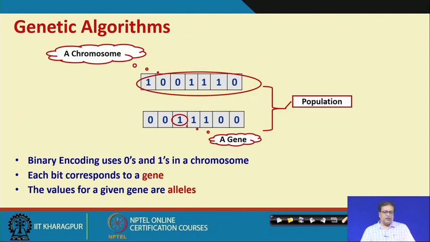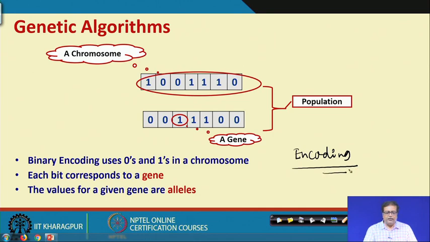The very first process out of these is encoding. So, an encoding process, that is the very first process. When we do encoding, there are different methods of encoding. One of the encoding is called the binary encoding. So, binary encoding is used sometimes.